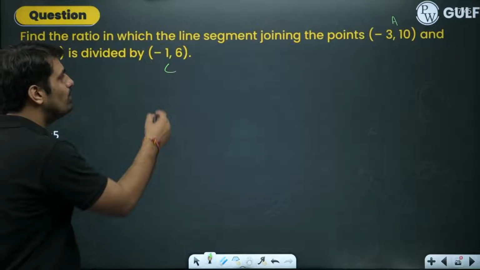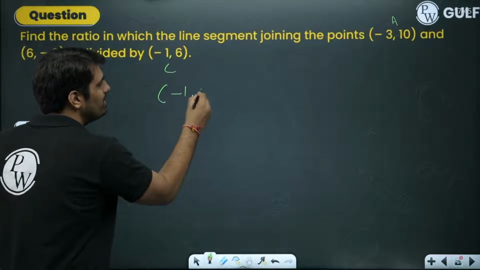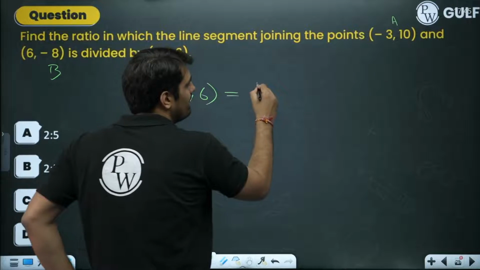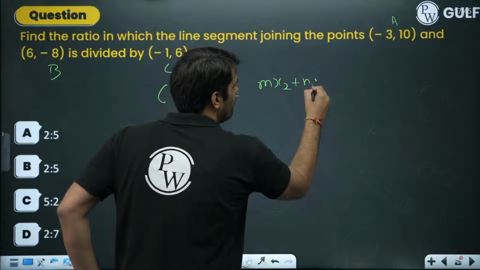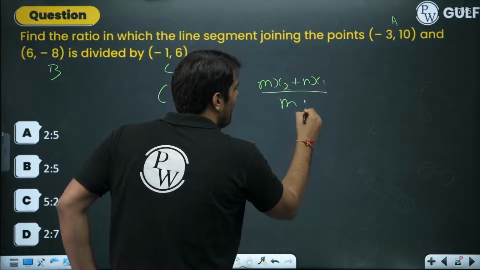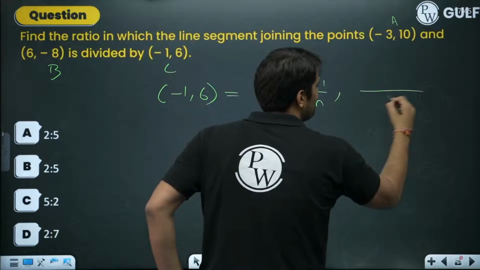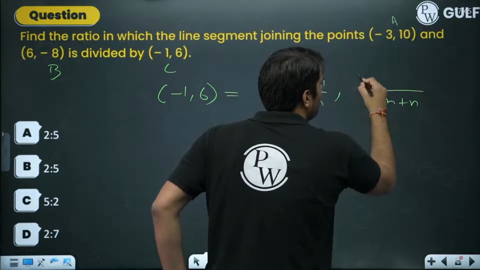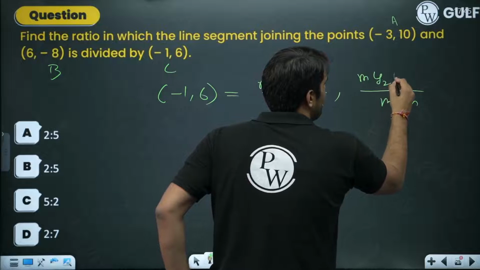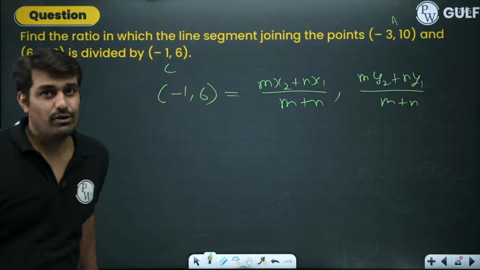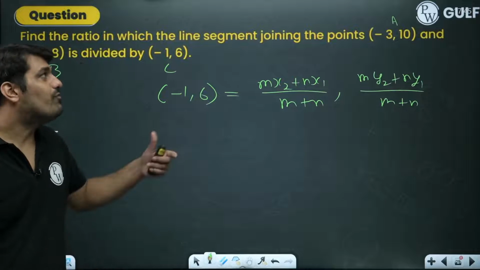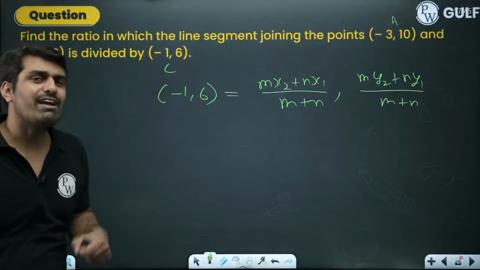And as you know, the coordinates of C, (1, 6), are written in terms of (mx2 + nx1) upon (m + n). And for y, the same thing applies: m plus n in the denominator, and m multiplied with y2 plus n multiplied with y1. Now, we don't have m and n over here. We need to find the ratio. How would I find the ratio?